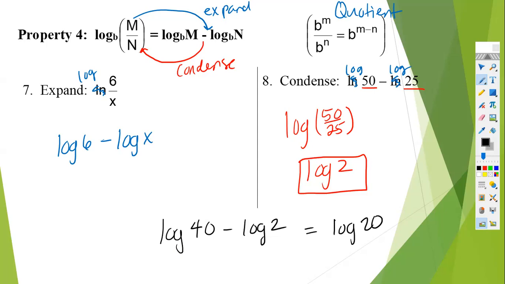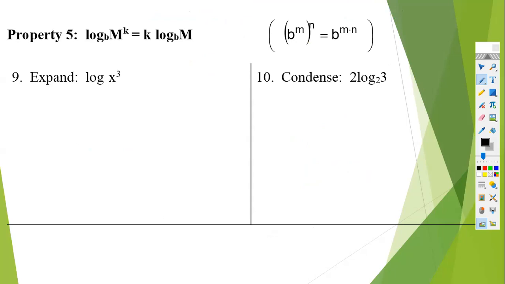Got it? All right. Our last property is property 5. It's called our power property. So looking back at exponents, when you have an exponent with a power, you multiply. Logs work the same, except you're going to be multiplying that log, which means that the power becomes a coefficient. So when you are expanding, the power becomes a coefficient.